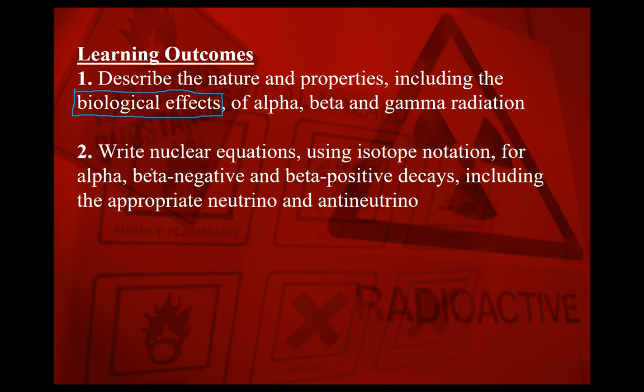And again, just regarding the gamma emission, if you look at learning outcome 2 here, it just talks about doing alpha and beta negative, beta positive decay. But we don't need to also show that additional step where we're going from excited to unexcited.